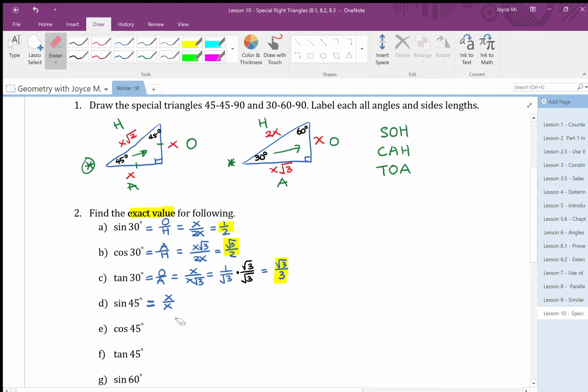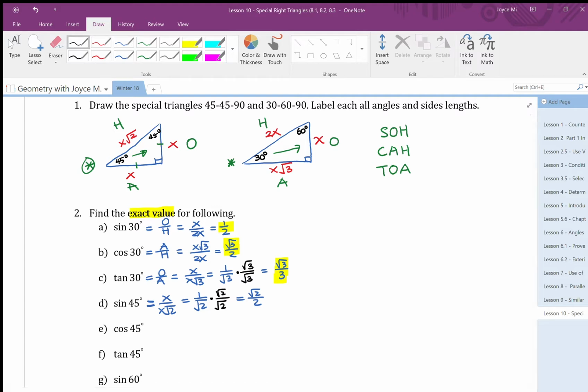Let me erase it. Oh, my computer is getting slow. So opposite is x. My hypotenuse, sine is opposite over hypotenuse, x over x square root 2. And that is x over x is 1, so 1 over square root 2. Now I rationalize the denominator by multiplying by square root 2 over 2, which is a special 1 here. Square root 2 over 2 is a 1, so I can multiply that. So that gives me square root 2 over 2.